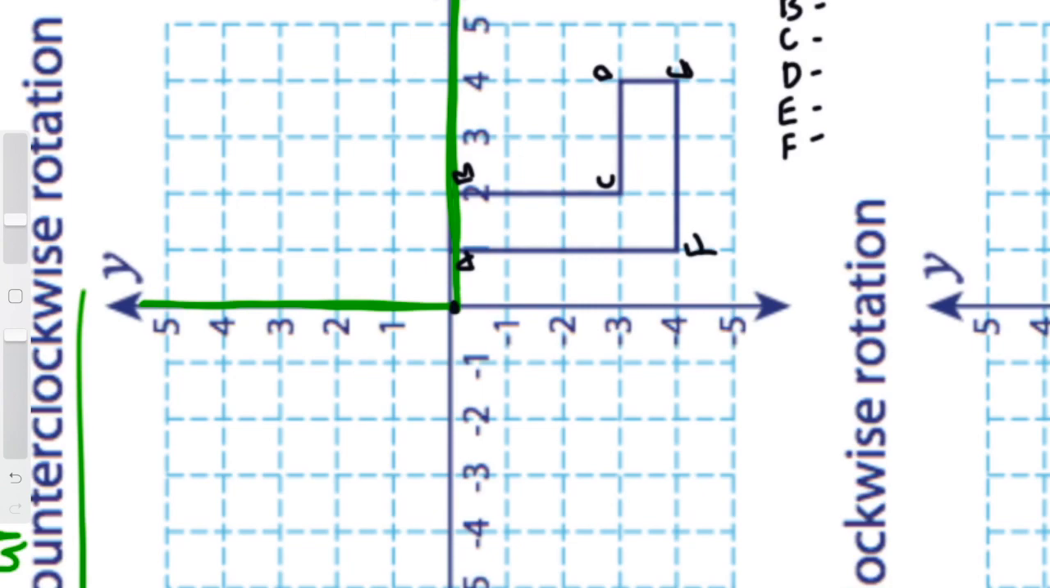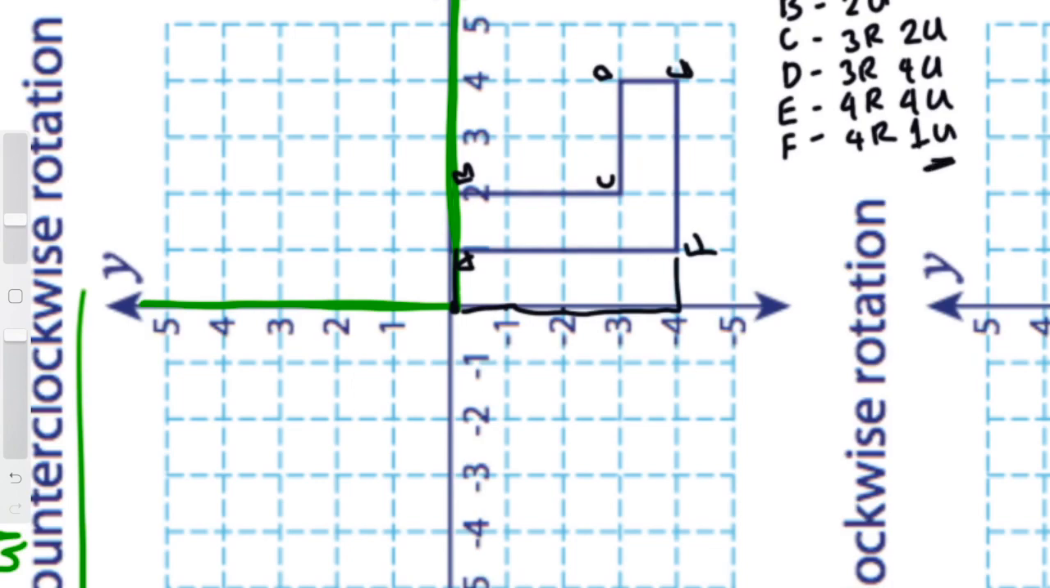So start at the origin, and A is 1 up. B is 2 up. C is 1, 2, 3 to the right and 2 up. D is 3 to the right and 4 up. E, 4 to the right and 4 up. And F is 1, 2, 3, 4 to the right and 1 up. Now this is just a code that I use for myself. You can write it fully out. You can do whatever you want.